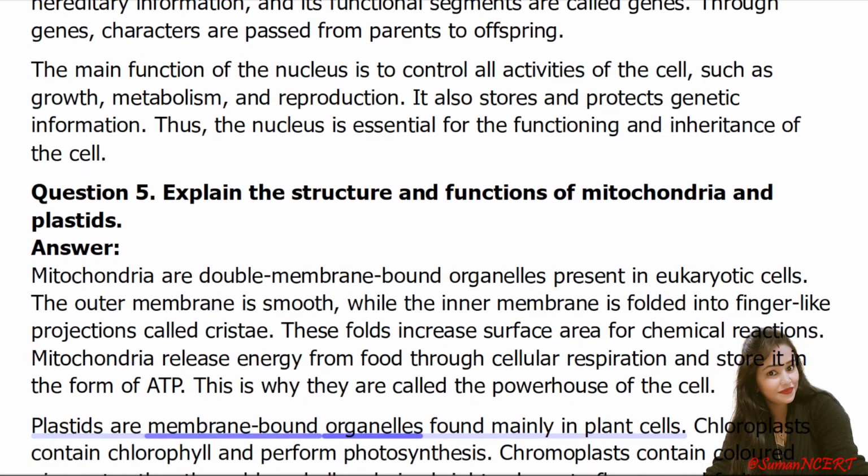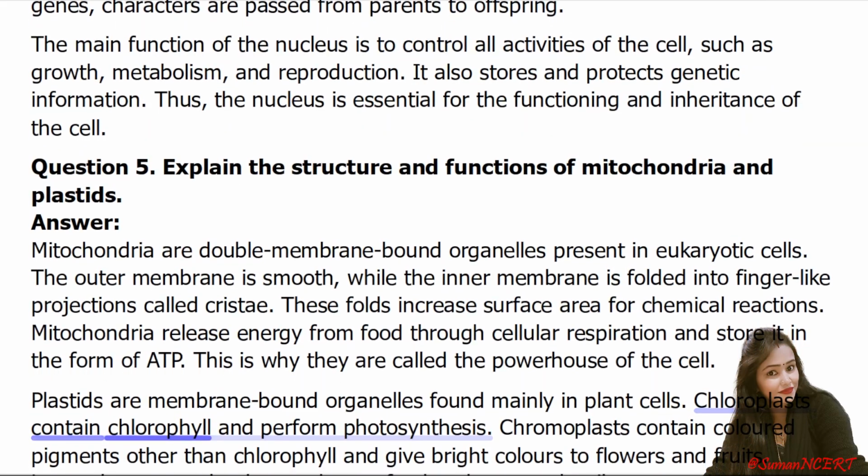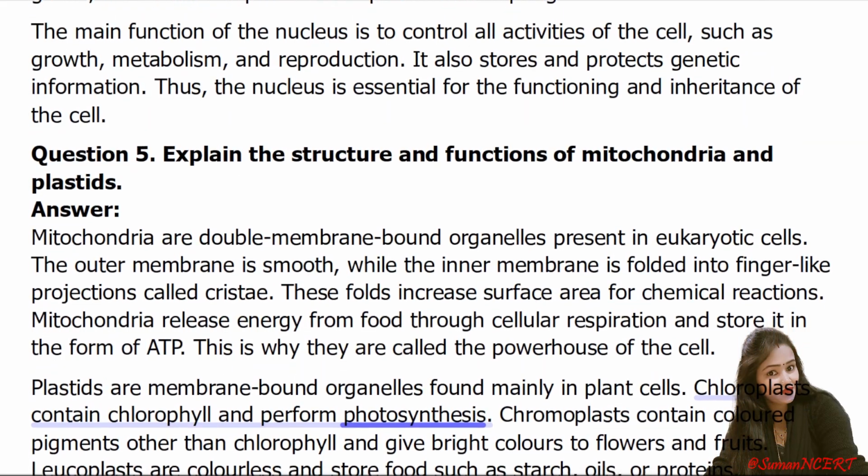Plastids are membrane-bound organelles found mainly in plant cells. Chloroplasts contain chlorophyll and perform photosynthesis.